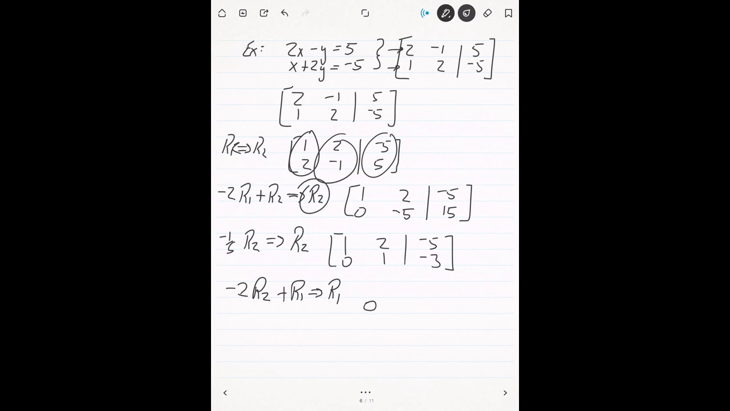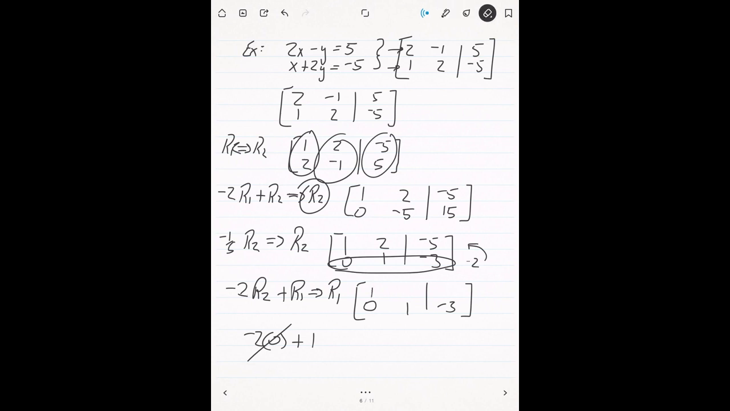So row 2 stays the same. It's 0, 1, -3. But what we're going to do is take every value in row 2, multiply it by -2, and add it to the first row. So let's take 0 times -2, and let's add that to 1. Well, that's just a 0, and when you add 0 to 1, you just get 1. So that doesn't change.